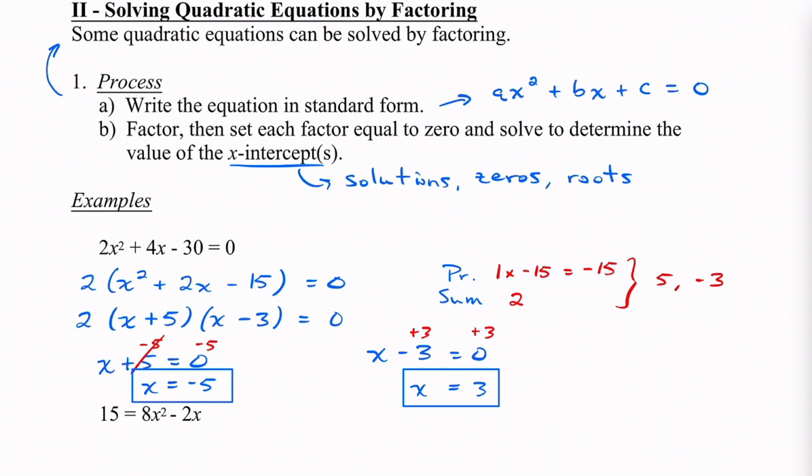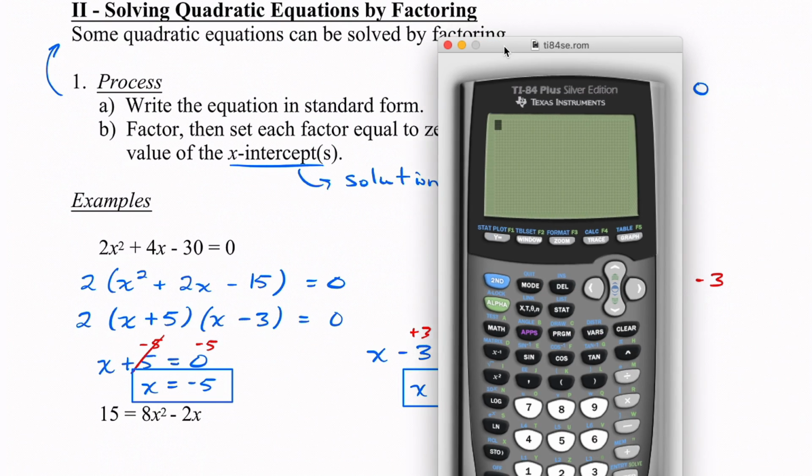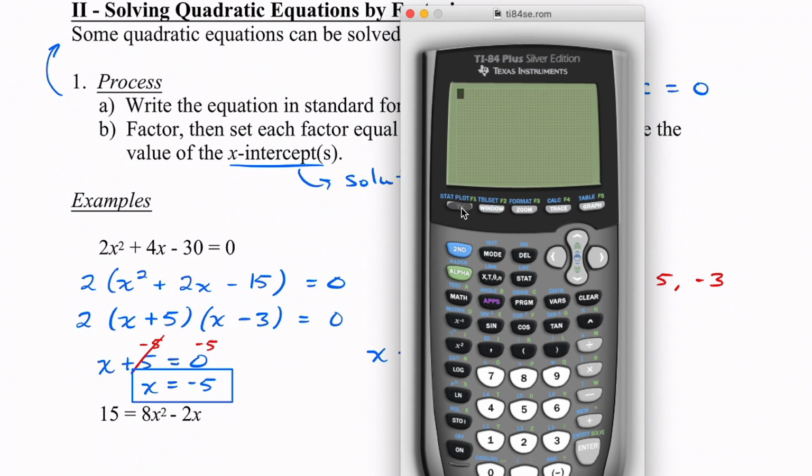Okay, so then if we wanted to check our answer, we could go to our calculator. So I'm just going to pull my calculator and go to y equals, and then I'm going to type in this left side of the equation. So clear what we had and put in 2x squared plus 4x minus 30. Okay, and then we can graph that. So I can see it has an x-intercept or a solution here, and it has a solution or x-intercept here.